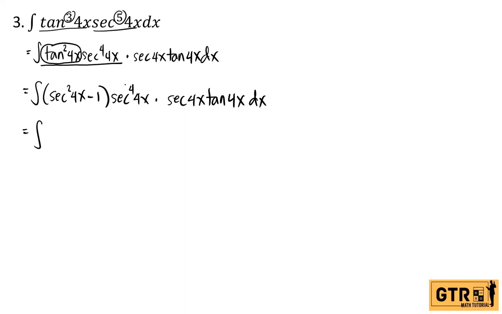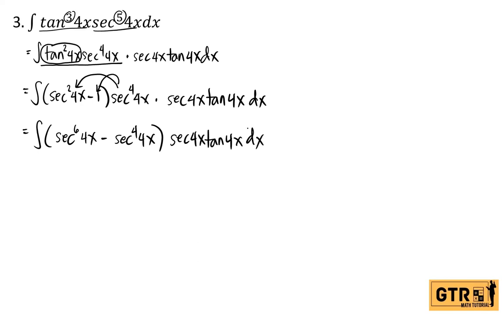Then distribute secant to the fourth 4x to these terms. Secant squared times secant to the fourth is secant to the sixth 4x, minus secant to the fourth 4x, times secant 4x tangent 4x dx. Now it's in the form u to the n du. Our u is secant 4x, and our differential du is secant 4x tangent 4x times the derivative of 4x, which is 4 dx. In our original integral we don't have the 4, so we multiply by 4 and put 1/4 outside the integral symbol.